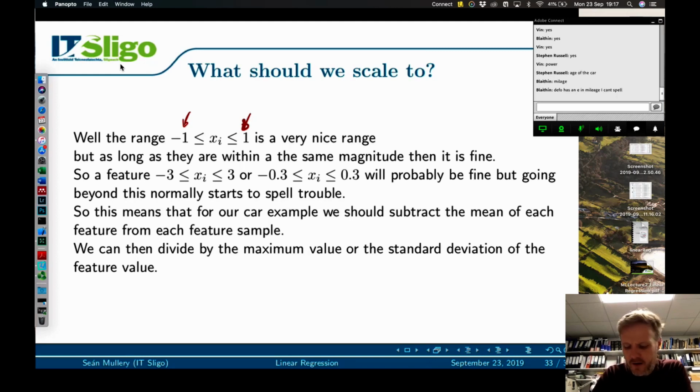So this means that for our car example, we should subtract the mean of each feature from each feature sample. What we do is we add up all the mileage for all the cars in our data set so that we find out what's the average mileage of a car that we're selling, and we subtract that mean from it. And then we divide by the maximum value or the standard deviation or something like that, so that we bring it down to being within a value of +1 to -1. So that -1 to +1 is going to give us an idea of where we are in terms of mileage. Now that of course sounds like we could have a negative mileage, but it's all relative. It means that this car has lower mileage than the average, and the other car has more mileage than the average car that we would be selling.